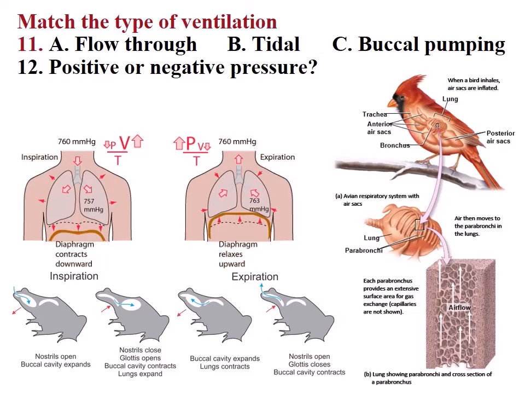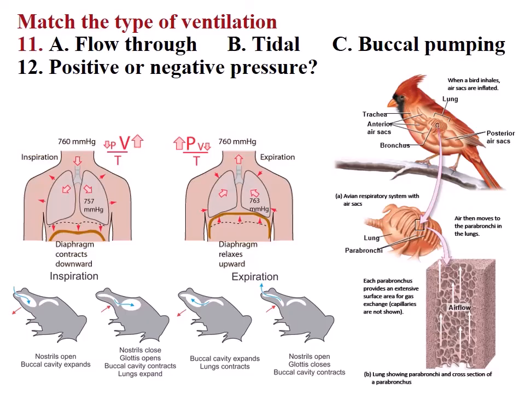So let's review. Match the type of ventilation. Is it flow-through, tidal, or buccal pumping? And is it a positive or negative pressure system? The first series of pictures on the left-hand side is a human. So do we have flow-through, tidal, or buccal pumping? We have tidal ventilation. And then is it a positive or negative pressure system? It is negative pressure because we're increasing our thoracic cavity, and that is like sucking the air into our lungs.